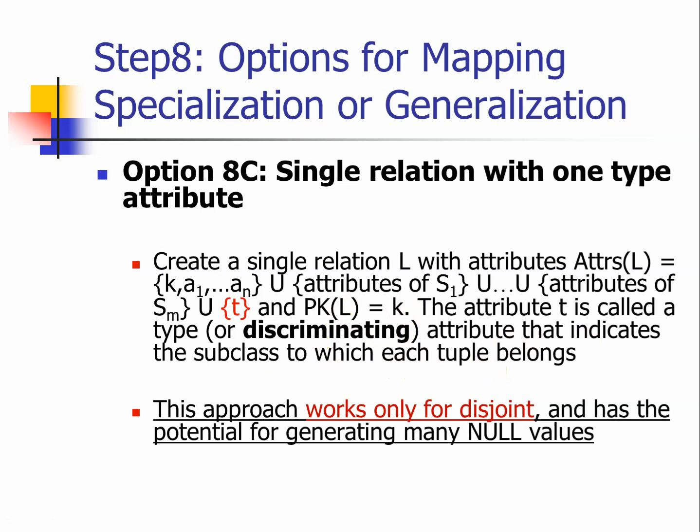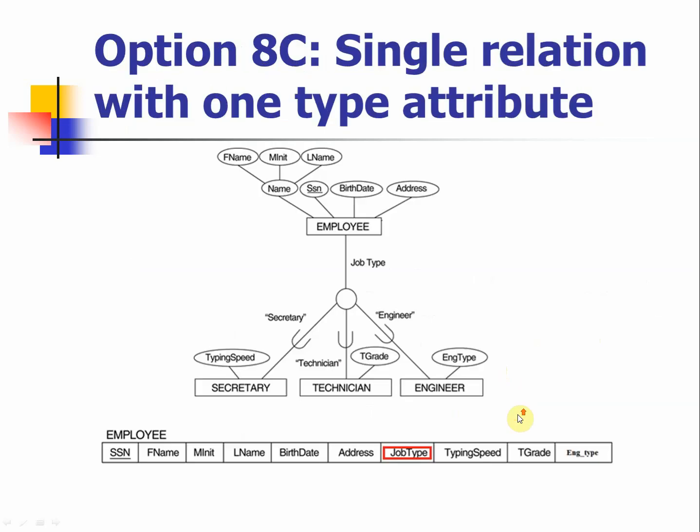This has one limitation, indicating that this approach works for disjoint only. In other words, you can only use D over here because you only have one attribute to hold a secretary or a technician or an engineer. If you put an O over here, indicating some employees are secretary and engineer, then in that case you would need to put two values here, and it is not going to work. Because you only have one variable over here that can hold one data value, this conversion works only for disjoint.